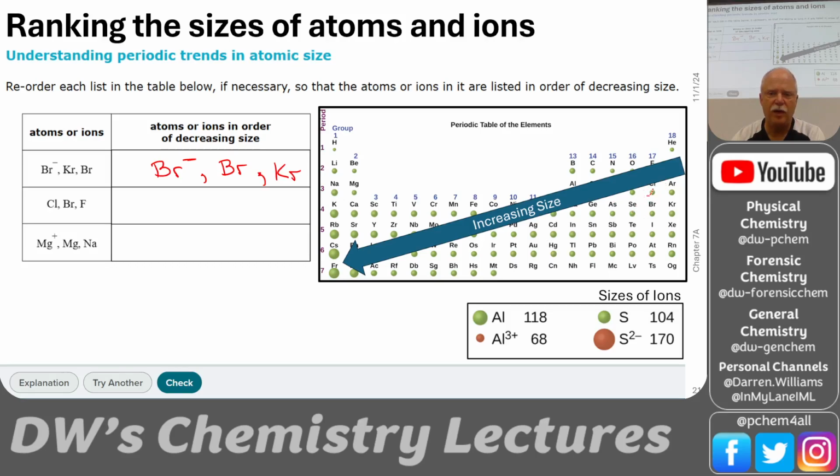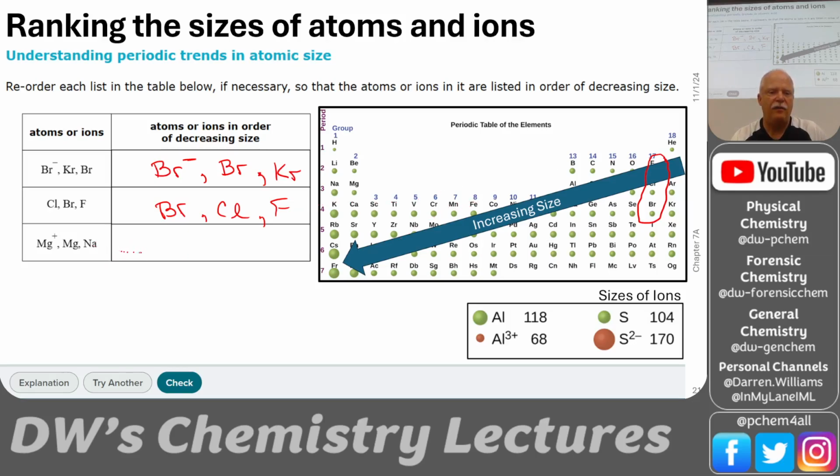So now we have chlorine, bromine, and fluorine. They're all right here. Decreasing size: the largest one is bromine, then chlorine, then fluorine.